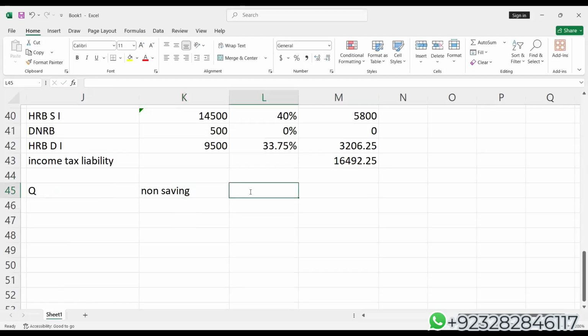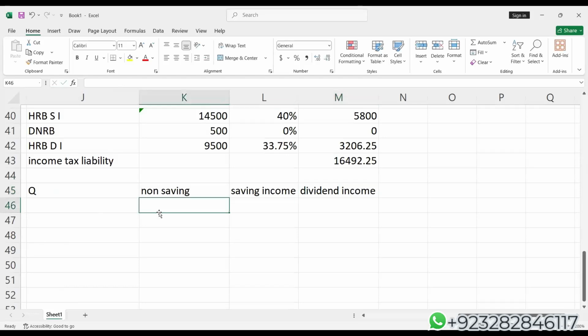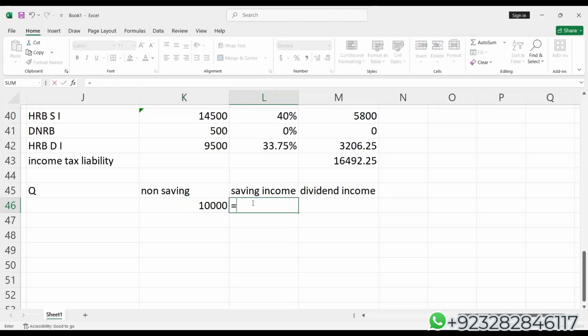Non-saving income, of course, saving income, dividend income. Okay. Non-saving income is 10,000. Saving income is 25,000. Dividend income is 30,000.